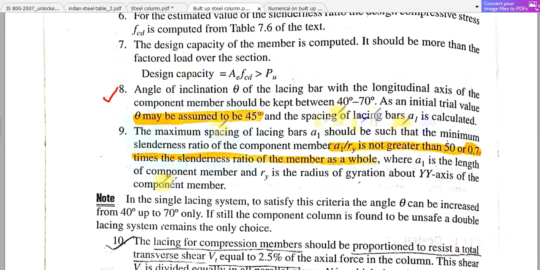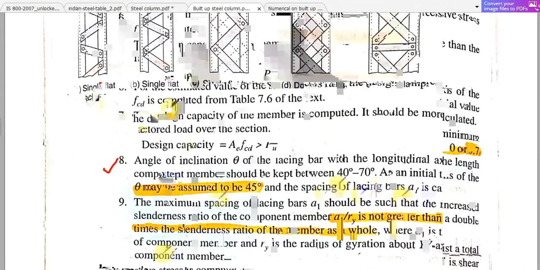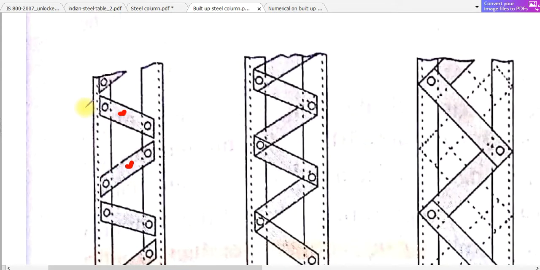Okay, so what is the spacing of the lacing bar? Spacing means this is a lacing bar and this is also a lacing bar. So spacing is basically this, from this point to this point. This is A1. Okay, so you see A1, the spacing of the lacing bar, is calculated, and you have to check this point number 9.